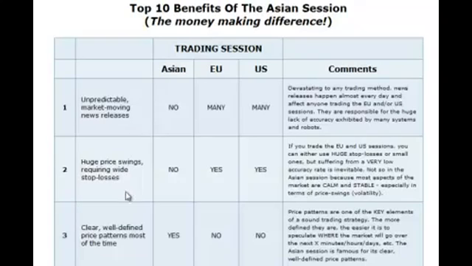Huge price swings requiring big stop losses during the EU and US sessions. The Asian session, not a problem. That's a big plus right there, folks, for the Asian session. It's a much calmer, more stable environment, volatility being top of the list. We've got clear, well-defined price patterns most of the time.